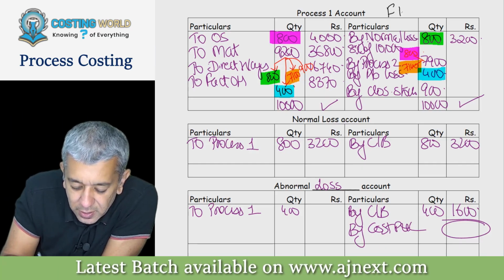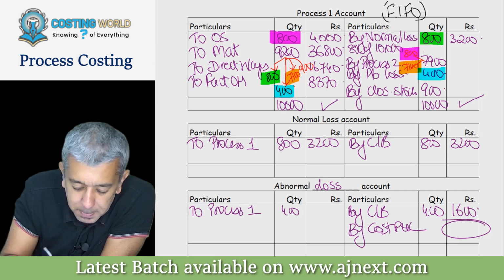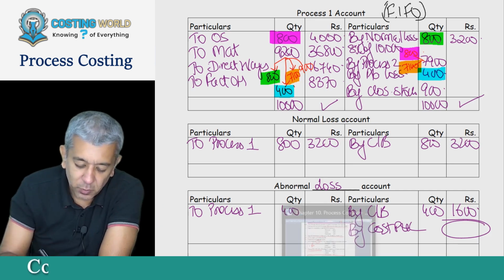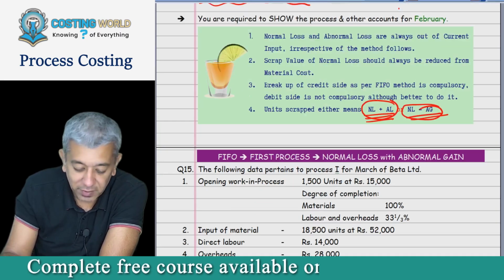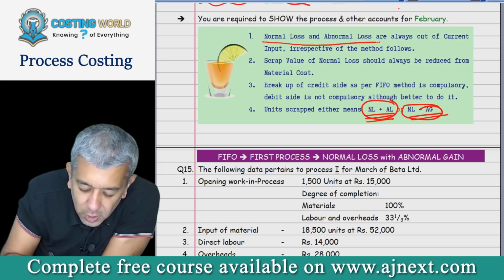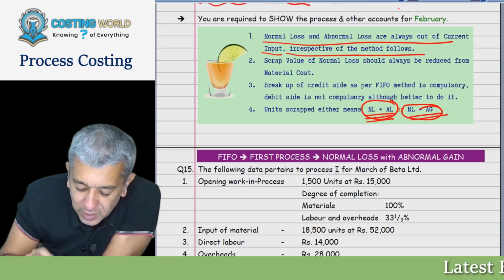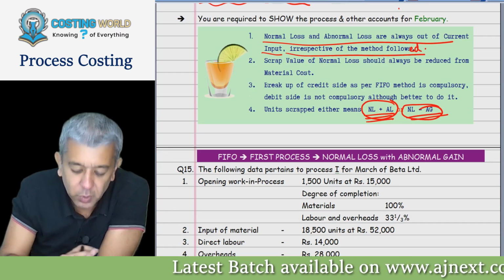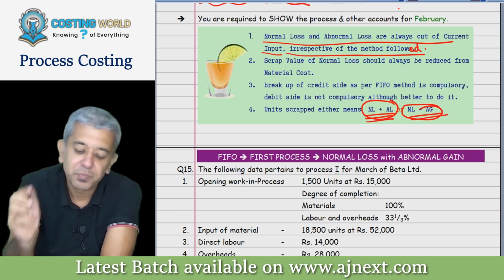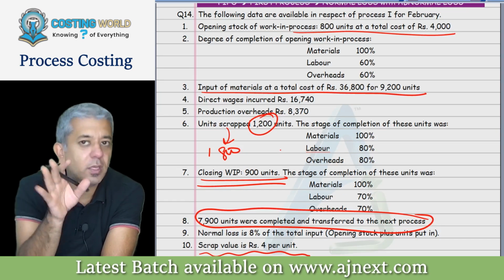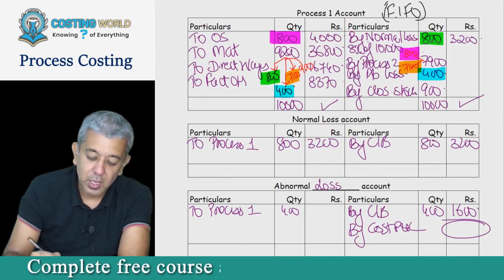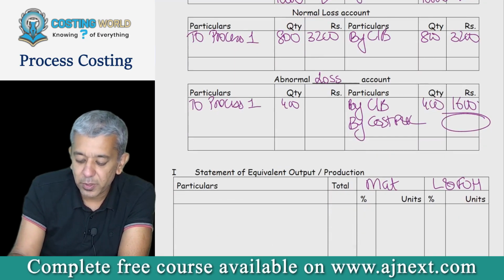One sec. Write down over here FIFO. Now see what I have written in short below. Normal loss and abnormal loss are always out of current input irrespective of the method followed. So that is one thing you always do remember.